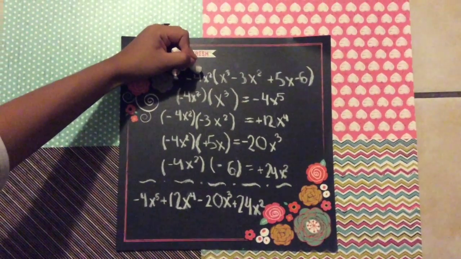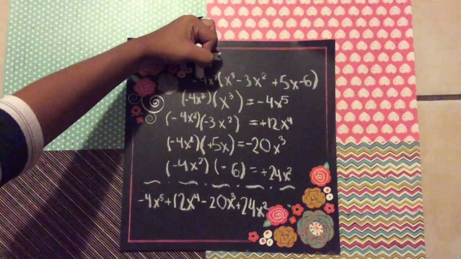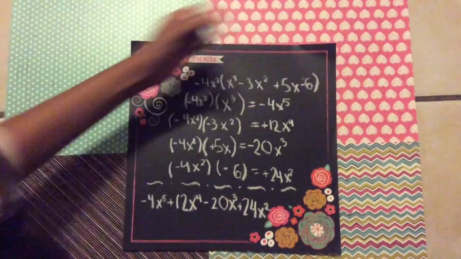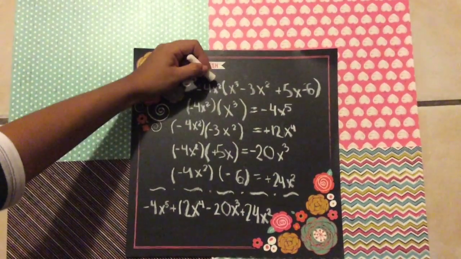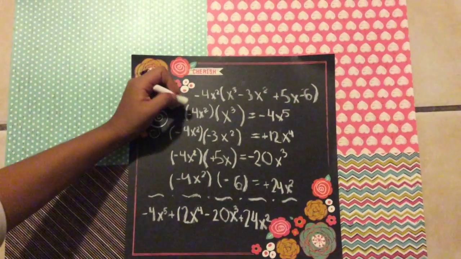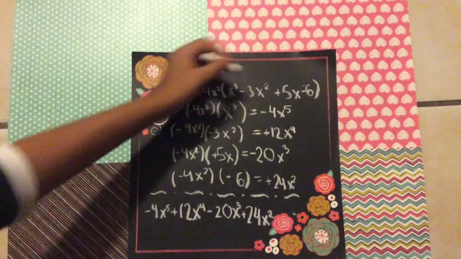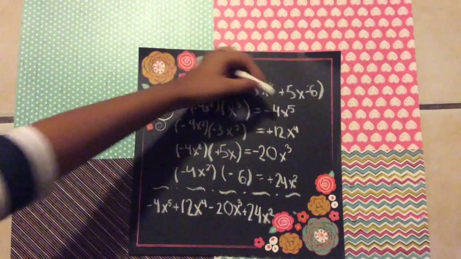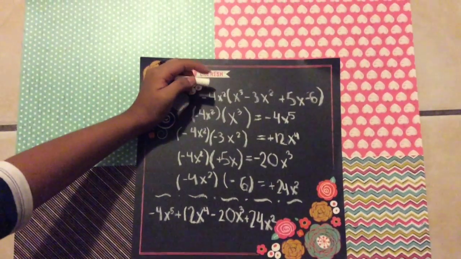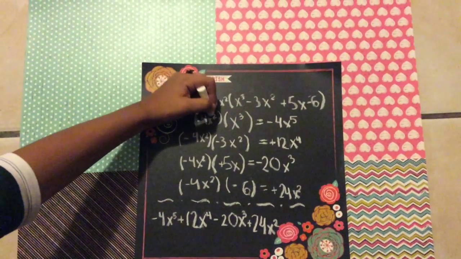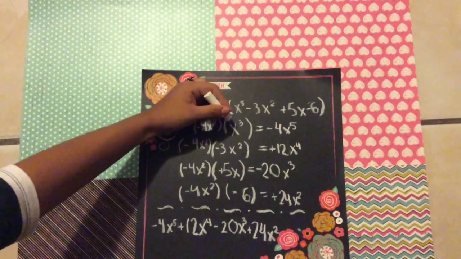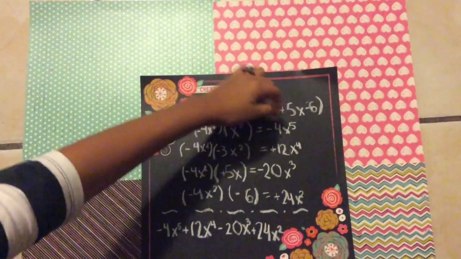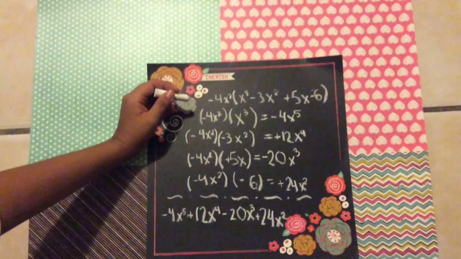We need to multiply this one with this one, this one with this one, this one with this one. The first is this to this, so we have negative and positive, so it's going to be negative. We have 4, here 4, and we need to add 2 and 3, so 2 plus 3 is going to be 5, and this is the first result.